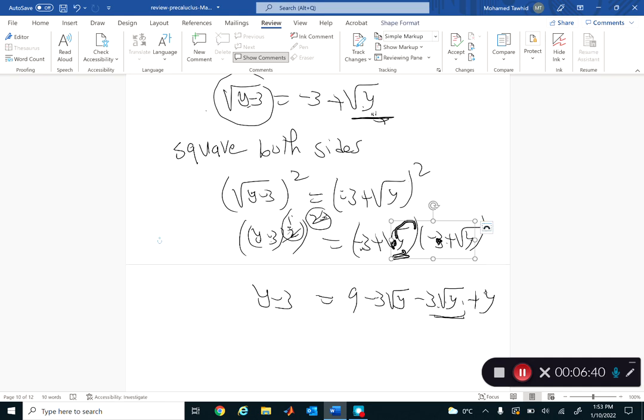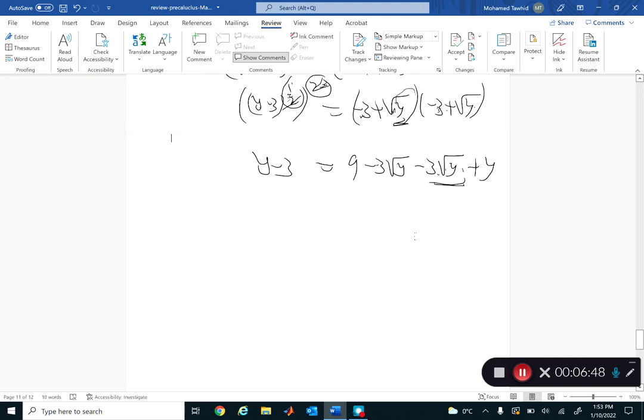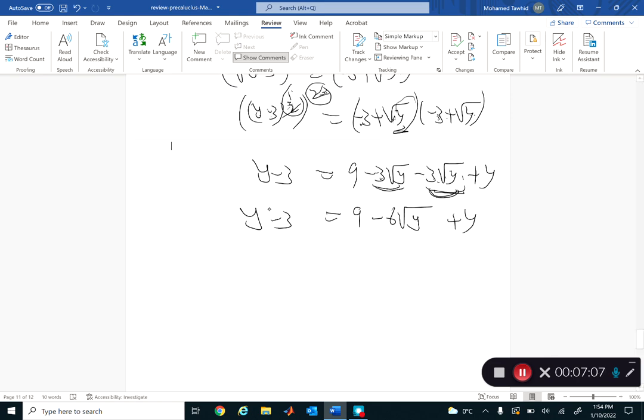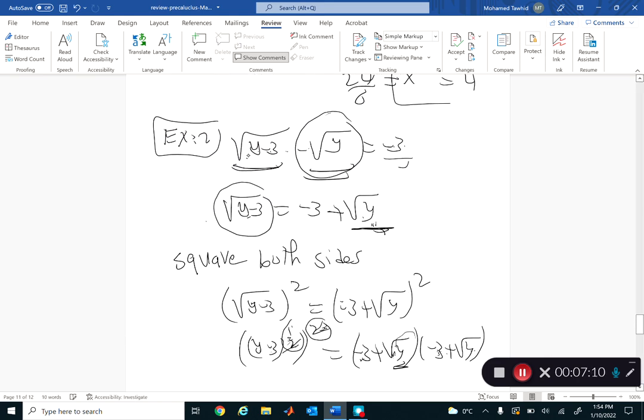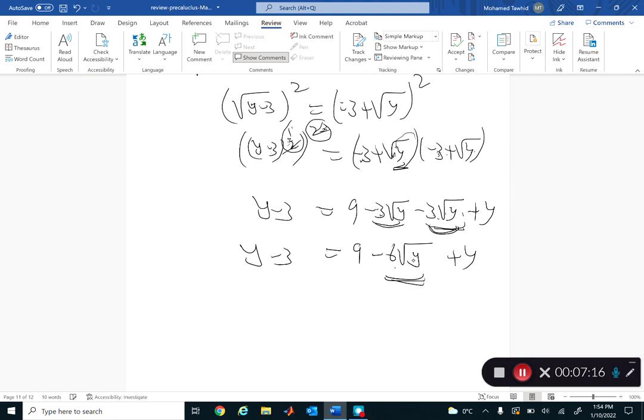Square root of y multiplied by square root of y, then you get just y, because you get rid of the square root. So if I simplify these, 9, negative 3 square root of y, negative 3 square root of y, you get negative 6 square root of y, and plus y, and here you have y minus 3. So it still looks difficult for us, but what is the good news? The good news is, when I gave the problem in the beginning, you had 2 radical terms. After I did that, I now have only 1 radical term. So now how to solve these equations?